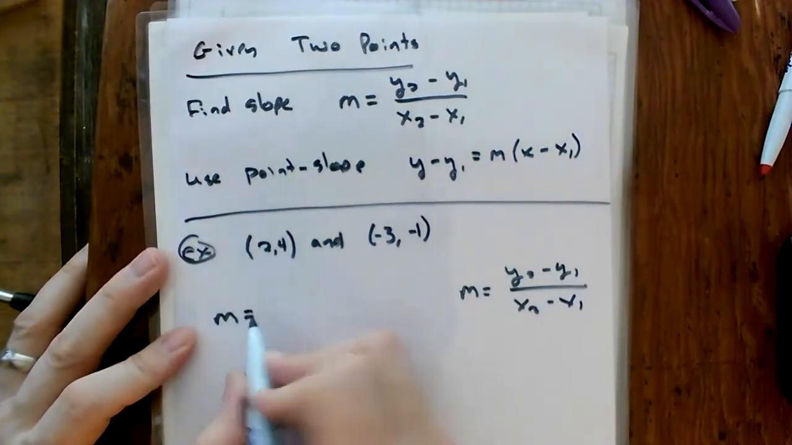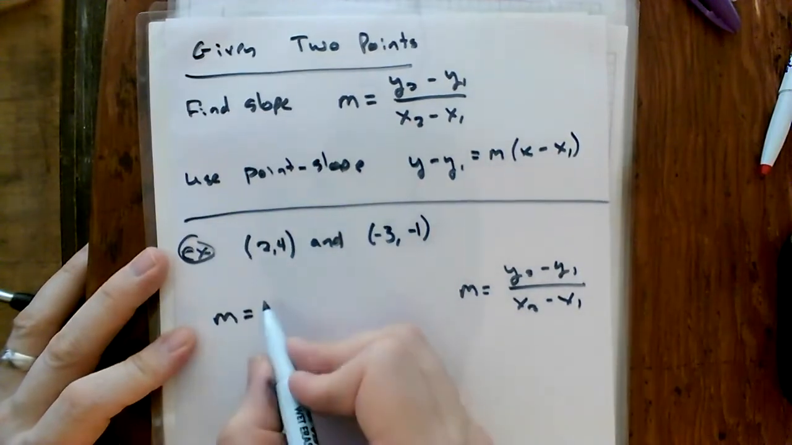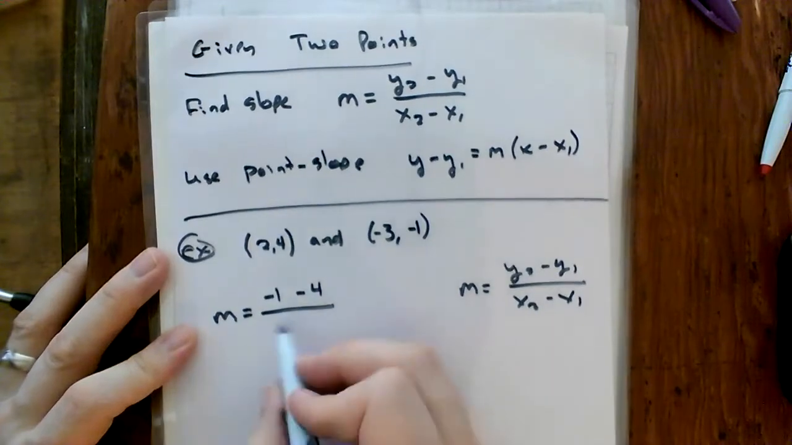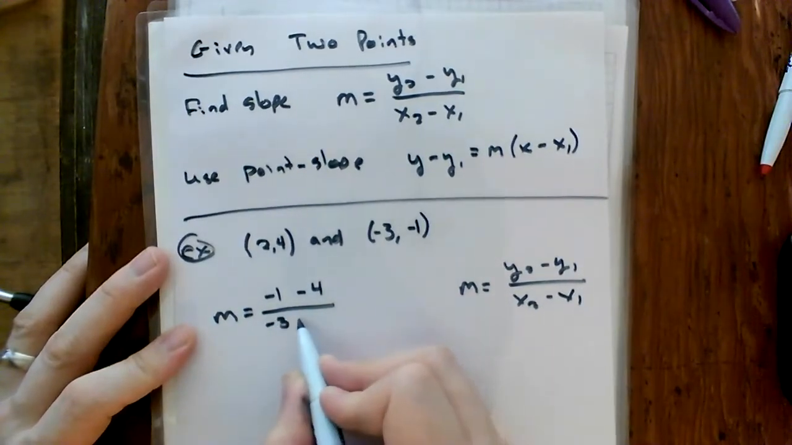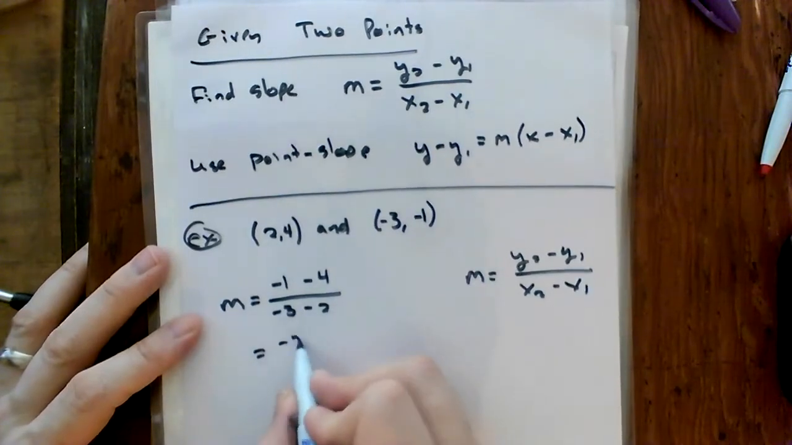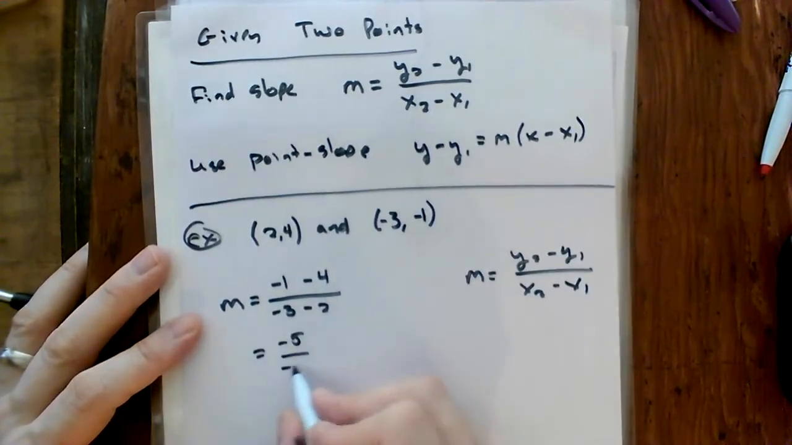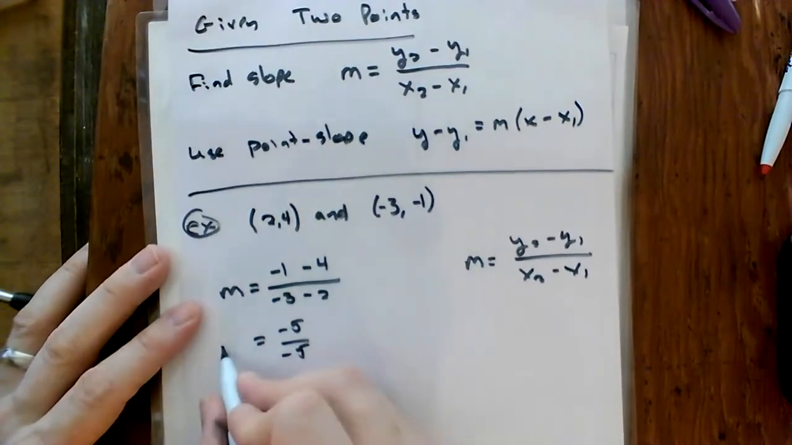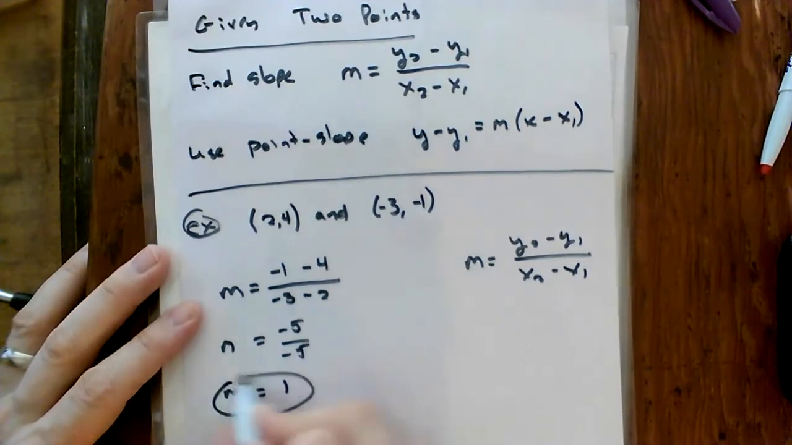So our slope is going to be, well, y2, that's going to be -1 minus 4 over -3 minus 2. And in this case, it looks like I'm going to have -5 over -5. So my slope is just a 1. Well, that's nice.